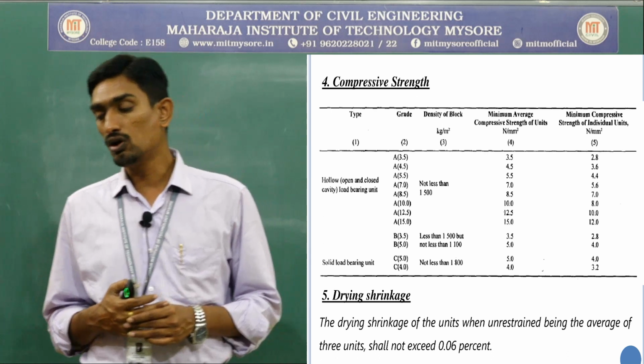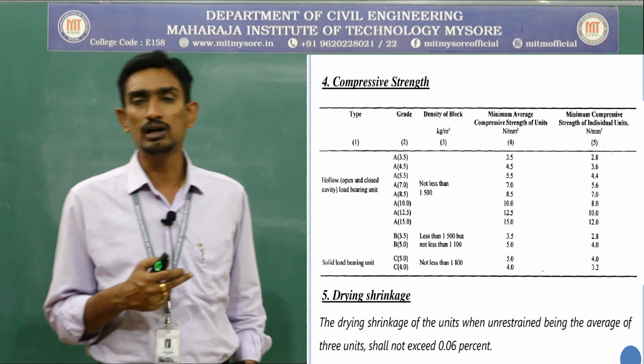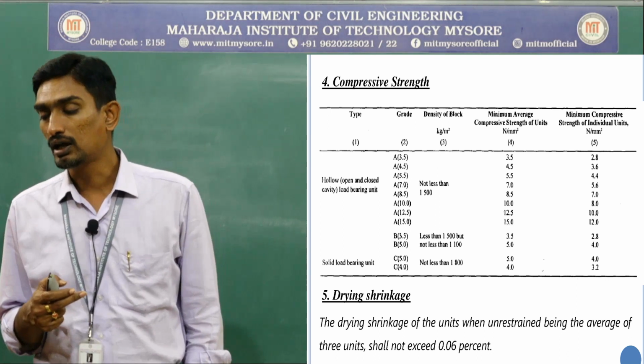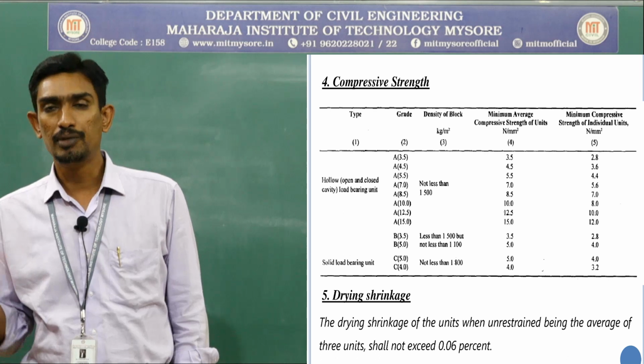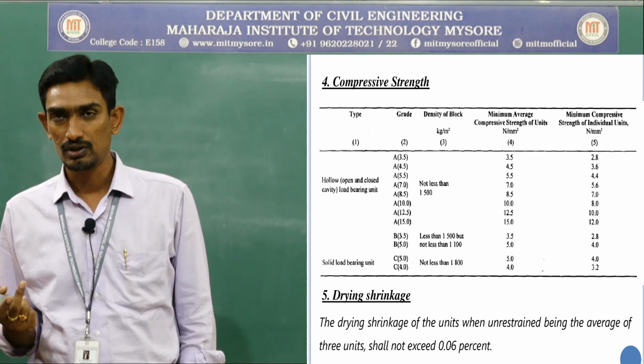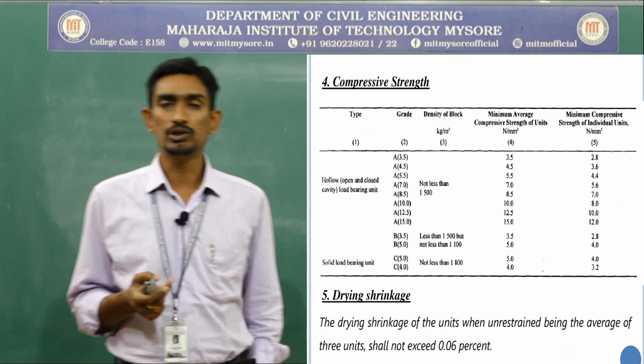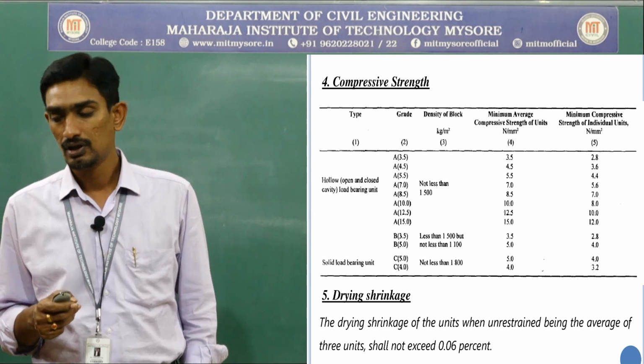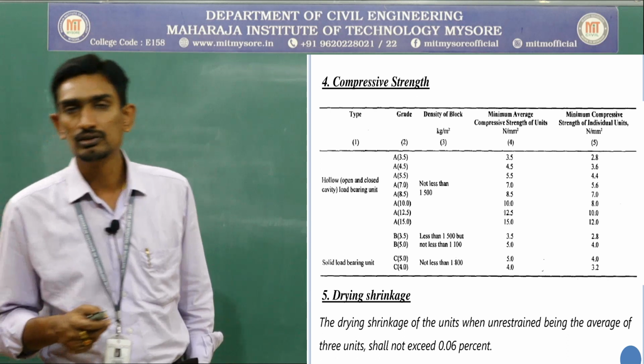Is it clear? So those solid concrete blocks, you can see, the hollow concrete block should possess the minimum compressive strength based upon grade A, grade B, grade C. So solid concrete block should possess a minimum compressive strength of 5 MPa. Is it clear?